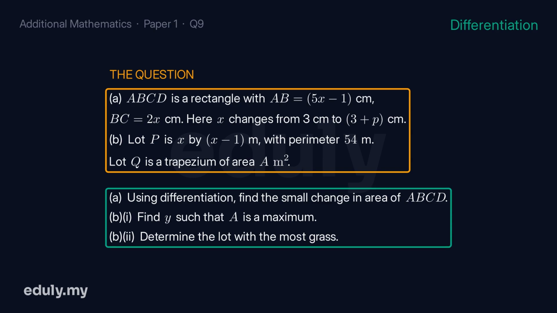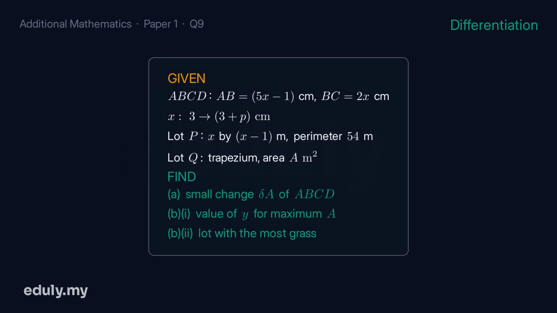And what we must find: the small change in the rectangle's area, the value of y that makes lot Q biggest, and finally which lot holds the most grass. So here's what we're working with and what we're after. Two givens with their diagrams and three things to find across parts A and B.